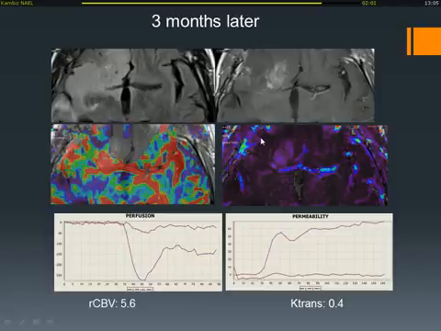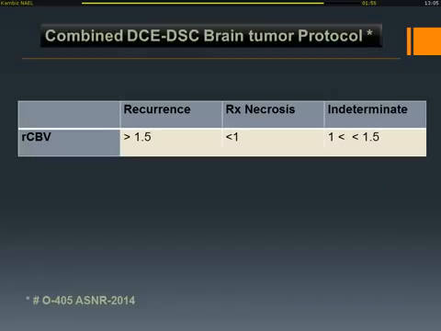So that's why we use this combined technique, and for which we like to use half dose so we don't double dose our patients. This is the algorithm that we use in our institution. We start with rCBV. If the rCBV value of the enhancing lesion is more than 1.5, we call tumor recurrence. If it's less than 1, call radiation necrosis.